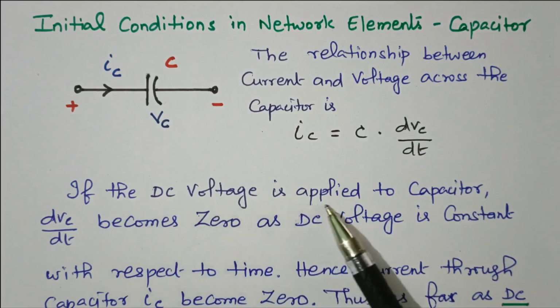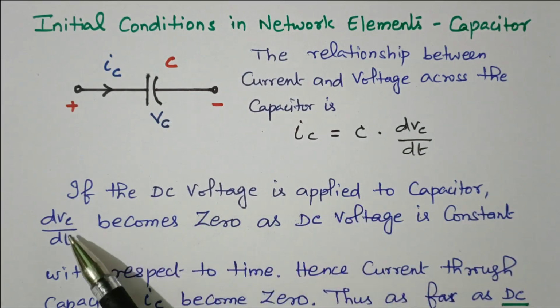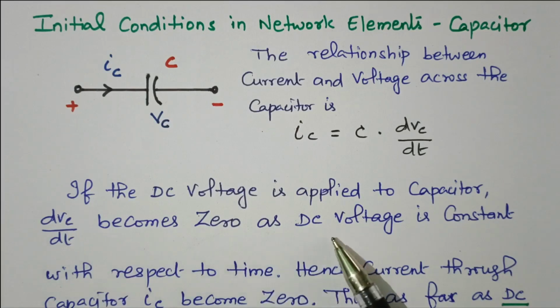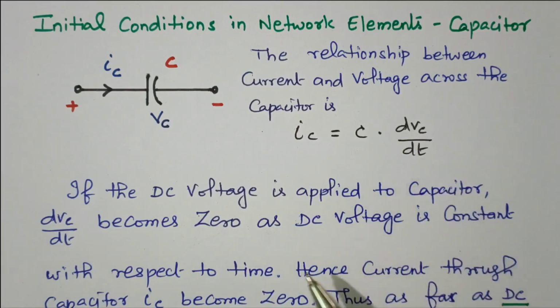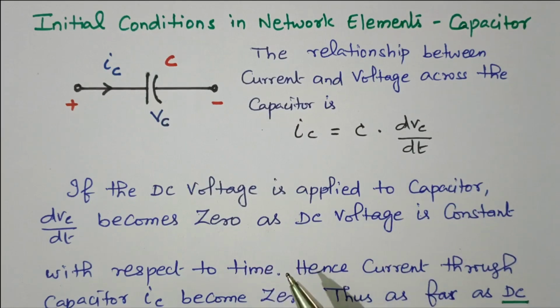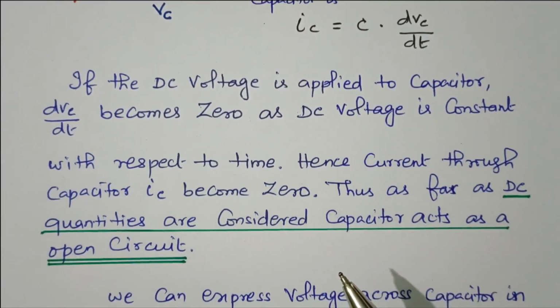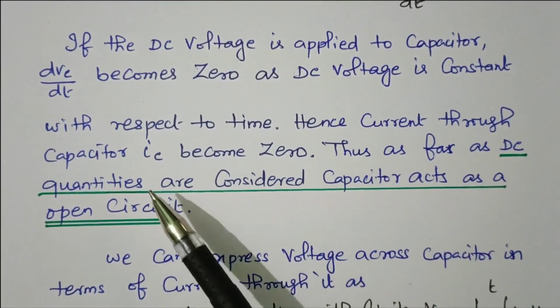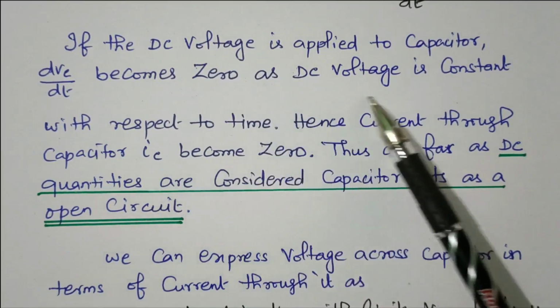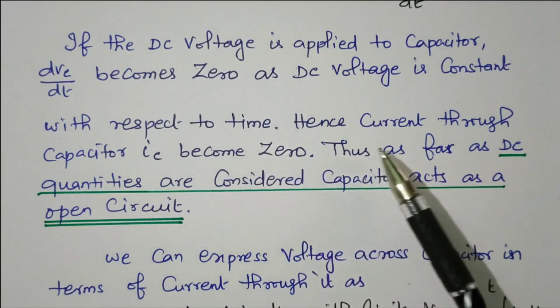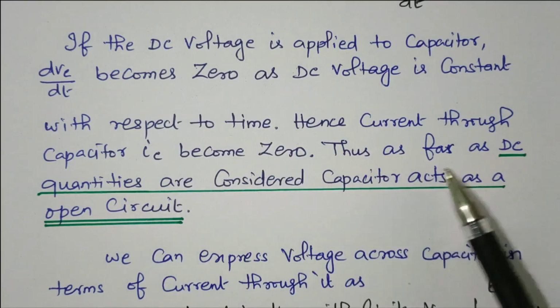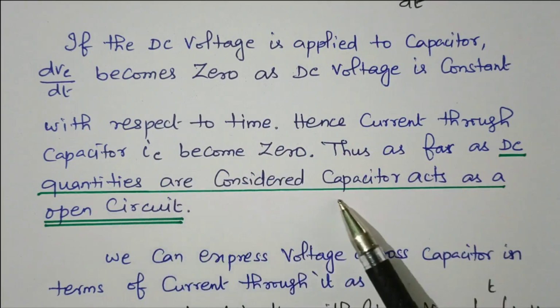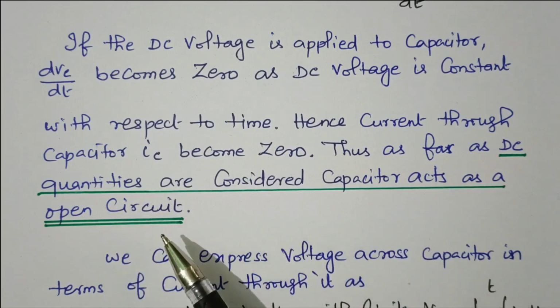If a DC voltage is applied to the capacitor, dVC by dt becomes 0, as the DC voltage is constant with respect to time. Hence the current through the capacitor is 0. IC becomes 0. Thus, as far as DC quantities are considered, the capacitor acts as an open circuit, right?